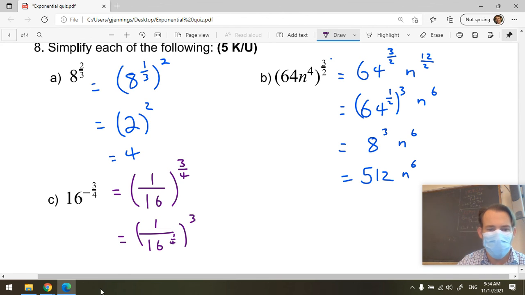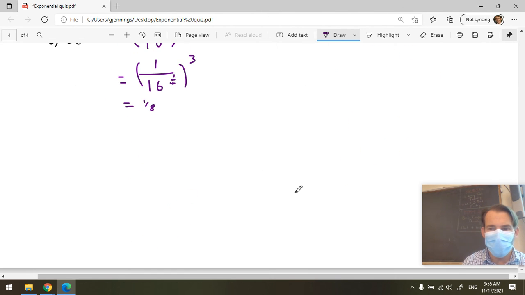raised to the power 3. 16 to the 1/4 is 2. Find me some number that when multiplied by itself 4 times gives me 16. That number is 2. So this is 1 over 2 to the power 3. This is 1 over 8. Okay, so that's what we did today.